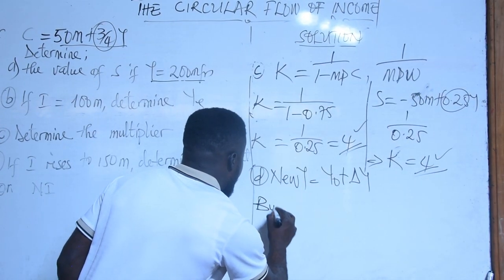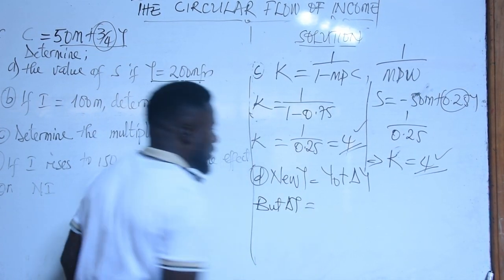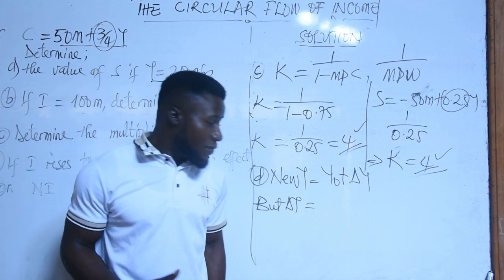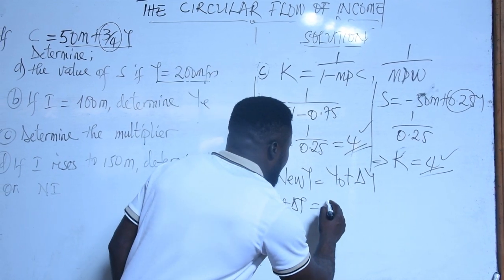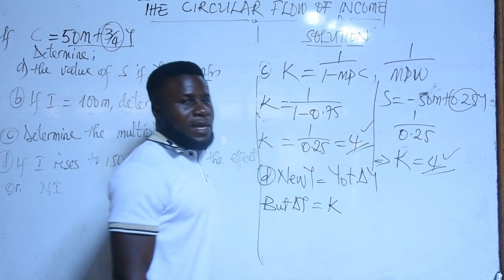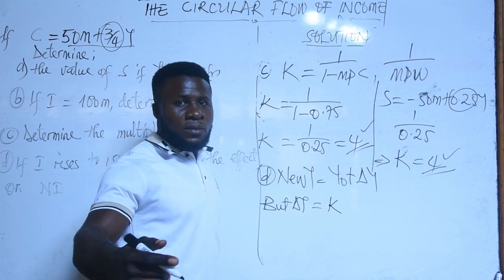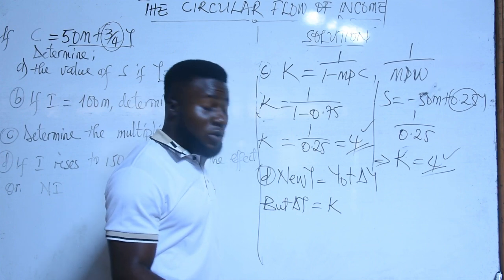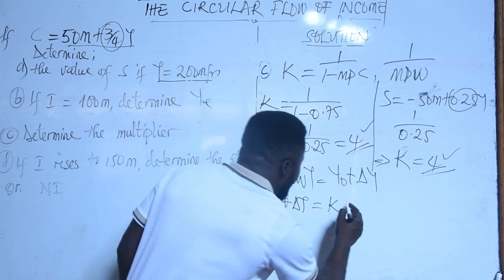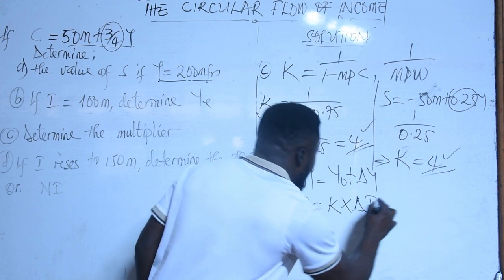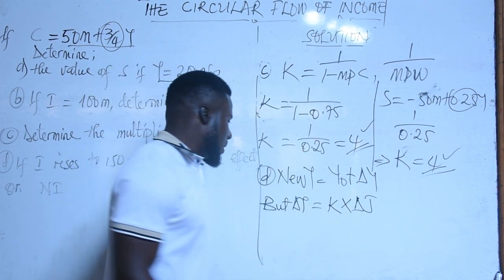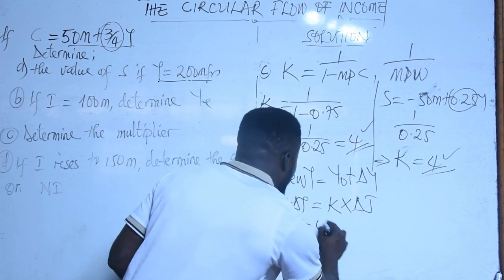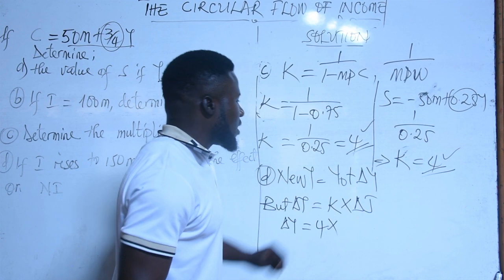How do you get the change in an economy's level of income? You simply say K, the multiplier K. I said it acts as a catalyst. It blows injections beyond the amount inserted or injected into the economy. So we say K times change in the injection, and K here is the multiplier. So change in Y is equal to K, which is 4, times our change in injection.